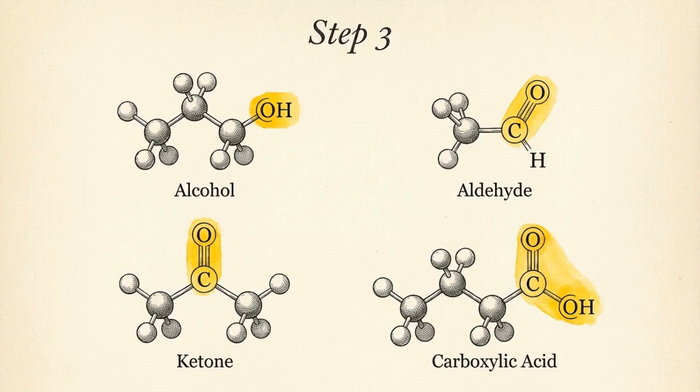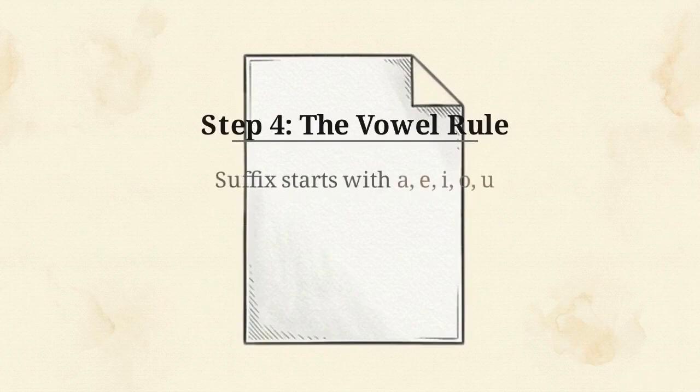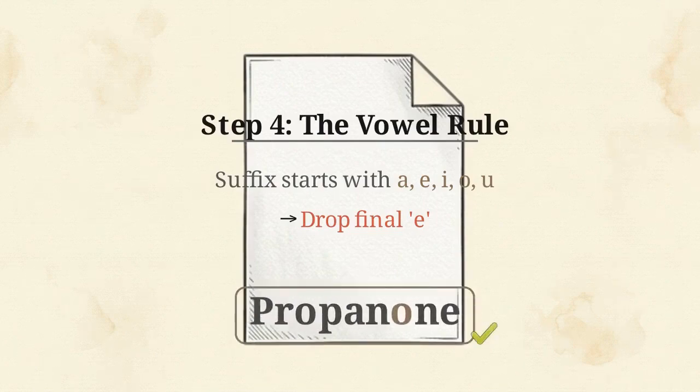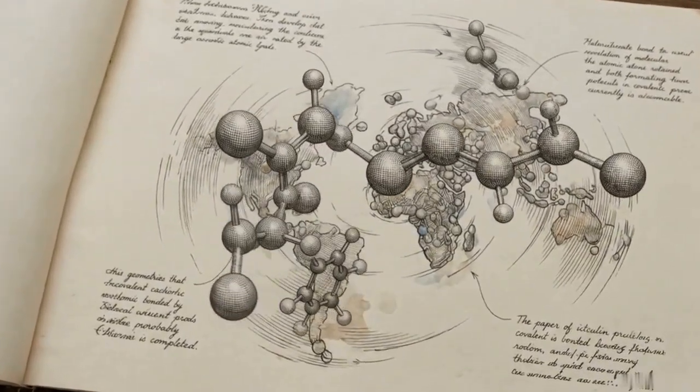Step 3. Identify the functional group. Alcohols end in -ol, aldehydes in -al, ketones in -one, and carboxylic acids in -oic acid. Pay close attention here. Confusing the -al of an aldehyde with the -ol of an alcohol is a common mistake on exams. Step 4. Apply the vowel rule. If your functional group suffix starts with a vowel, drop the final E from your carbon chain name. So a 3-carbon propane chain plus the ketone suffix -one becomes propanone. Mastering these rules allows you to look at a chemical name and accurately visualize its entire molecular structure.